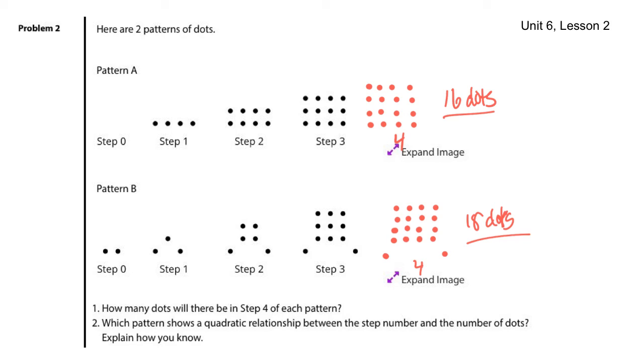All right, on to problem 2 in lesson 2. I just drew out what step 4 would look like for each of these. Step 4 would have 16 dots in pattern A and 18 dots in pattern B. And which pattern shows a quadratic relationship?